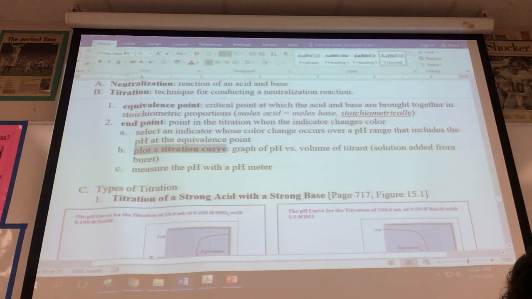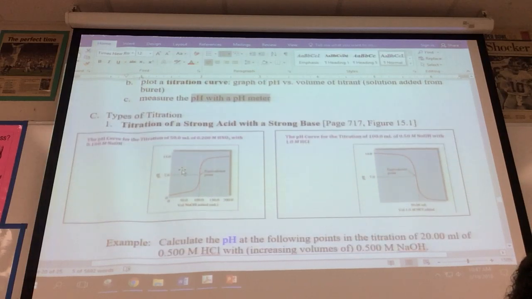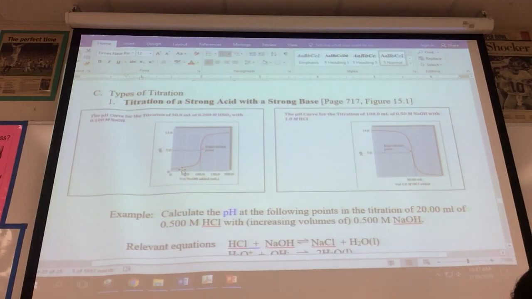We are going to be plotting titration curves, which are graphs of pH on the Y versus the volume of the titrant. The titrant is what's in the burette. That's what you are using the stopcock to let flow out. And we can measure pH with a pH meter, which we'll also be doing in the lab on Thursday. The first type of titration we want to mention is the titration of a strong acid with a strong base. This is the easiest of the bunch.